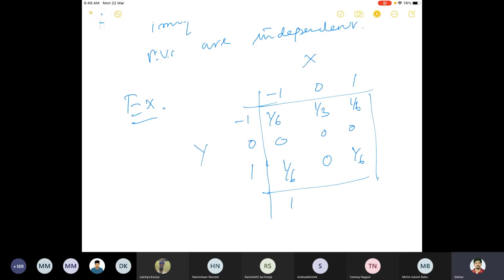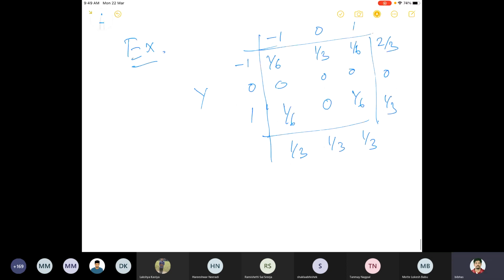Then the probability of x will be 1 by 3, 1 by 3, 1 by 3, and for y it will be 2 by 3, 0, 1 by 3. And then you see that mu x will be nothing but what? This times minus 1, this times 0, this times plus 1, so 0. Mu y will be this times minus 1, this is 0, this is 1. So minus 2 by 3 plus 1 by 3, this is minus 1 by 3.